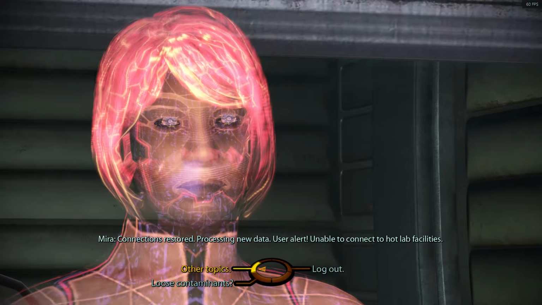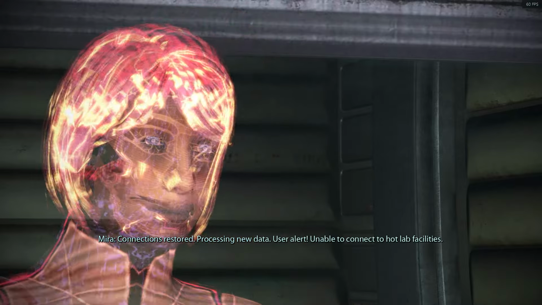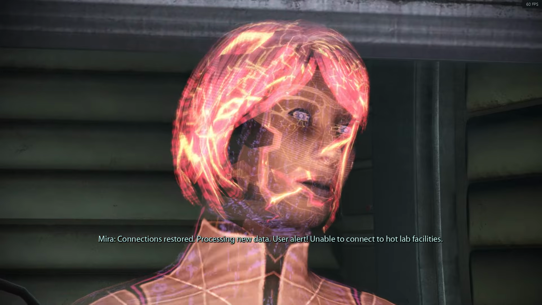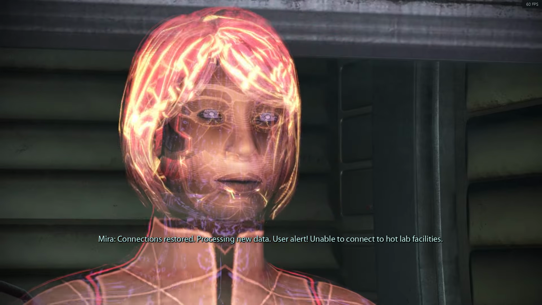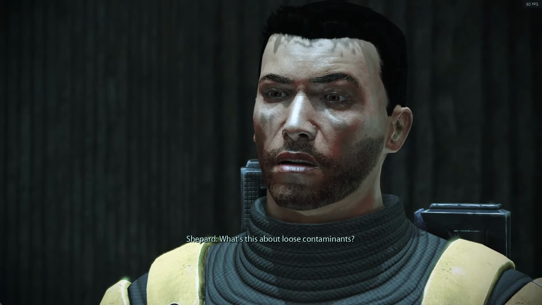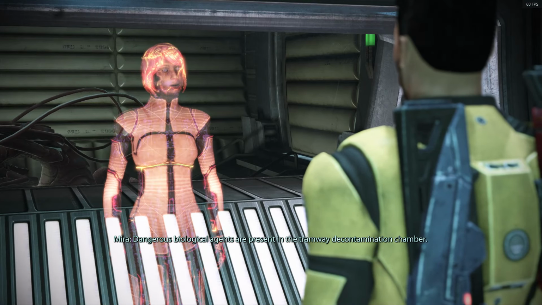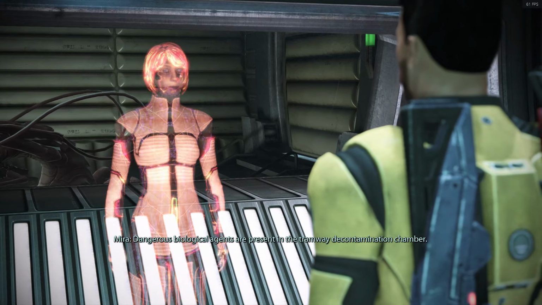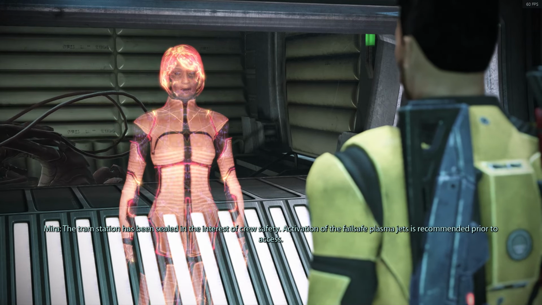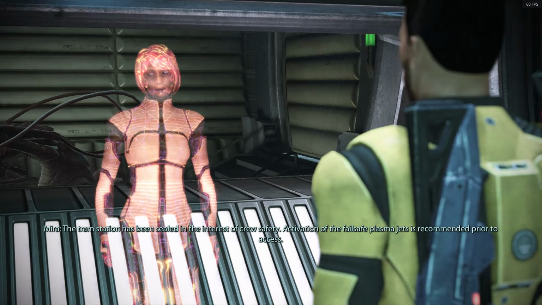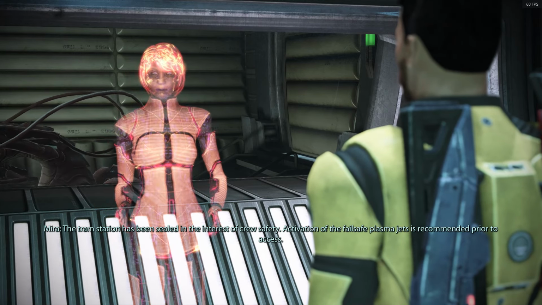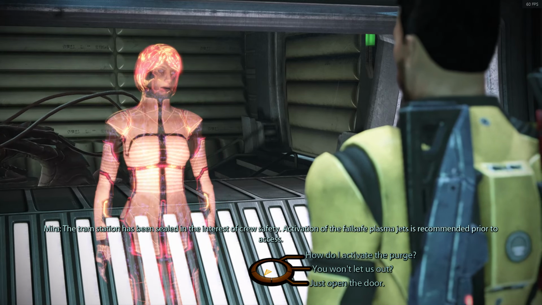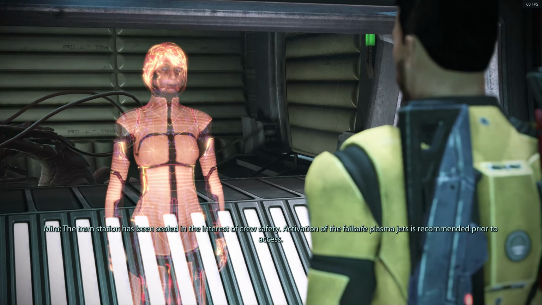Connections restored. Processing new data. User alert. Unable to connect to hot lab facilities. What's this about loose contaminants? Dangerous biological agents are present in the tramway decontamination chamber. The tram station has been sealed in the interest of crew safety. Activation of the fail-safe plasma jets is recommended prior to access.